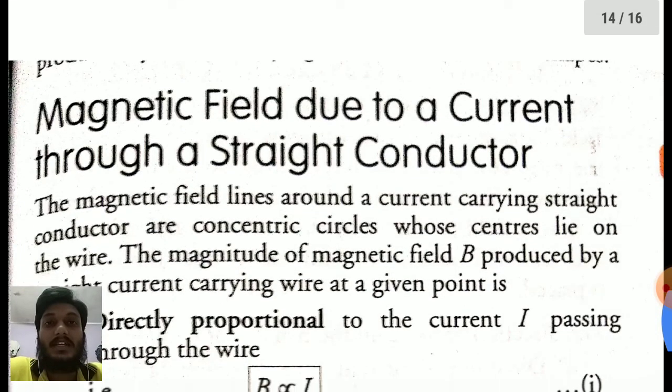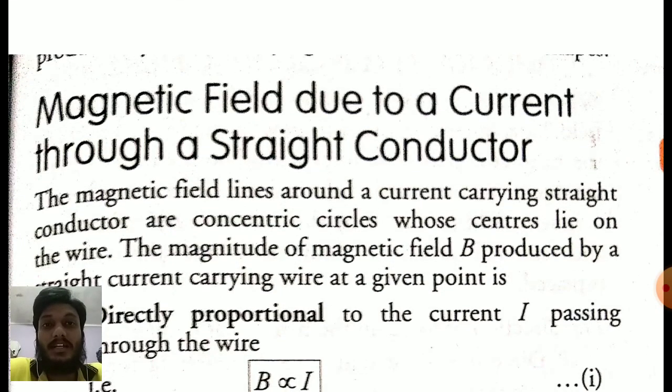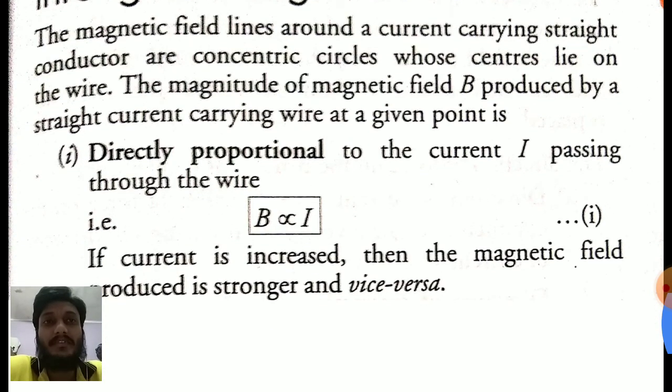Okay, now let's see the magnetic field due to a current through a straight conductor. Now we are talking about a straight conductor. Okay, one straight conductor is there. Now let's see what happens to the magnetic field. The magnetic fields around a straight current carrying conductor are concentric circles. Concentric circles means what? The circles with the common center, जिसका center same होता है, and just you can see the radius is going on increasing. The magnitude of magnetic field.